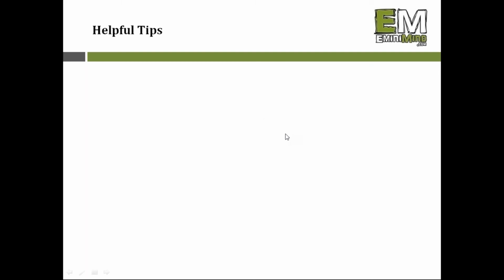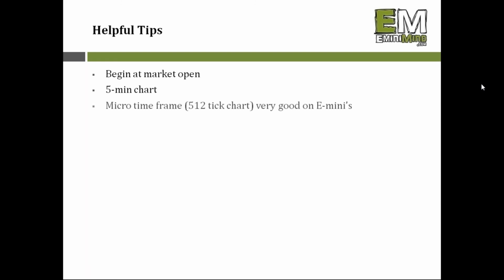So, a couple of helpful tips. I like to start at the market open. I'm trading the NYSE session, so just starting at that 9:30 Eastern time works really well. I find a 5-minute chart, if you're going to intraday trade, is a really great time frame, and then pairing that with what I call the micro time frame, or that 512 tick chart, is very, very good for the E-minis. You always want to be drawing from left to right. We stress that a bunch. And just finding some significant low or high.